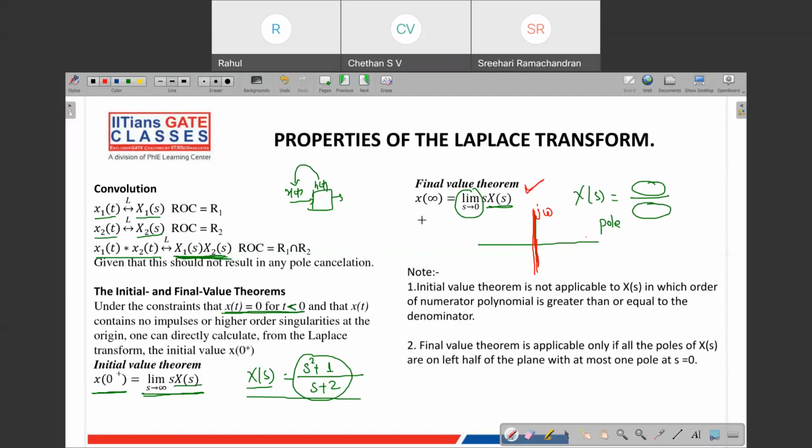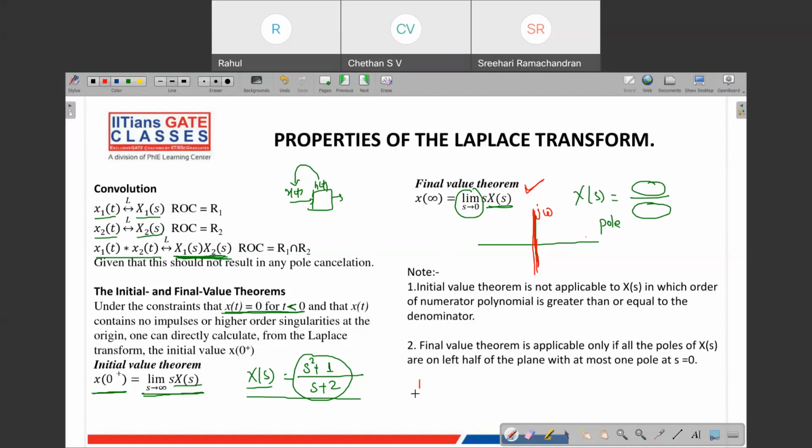Does anyone have any doubt? Why is that? Is there any specific reason, like the right side? Okay, I will give you an example.